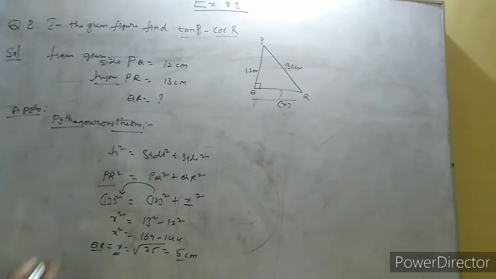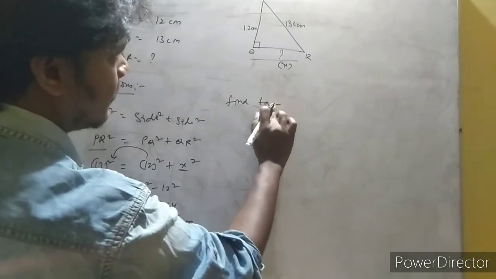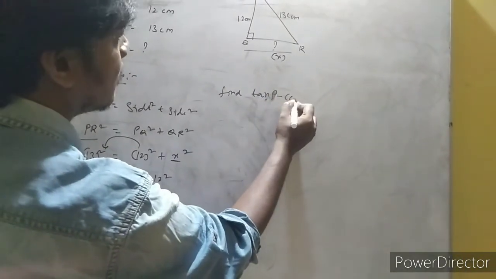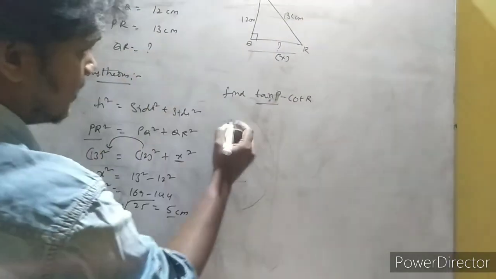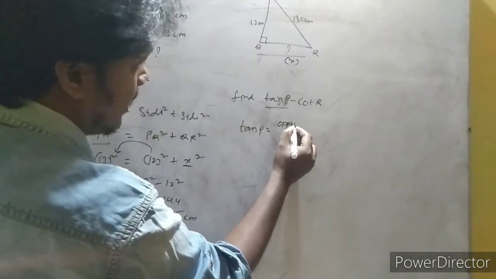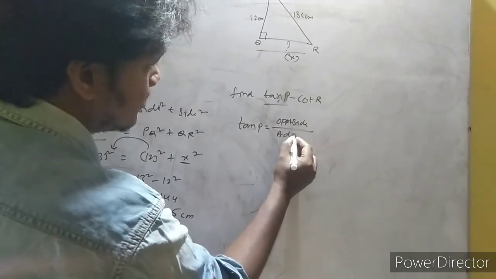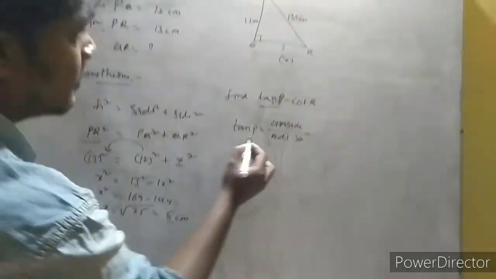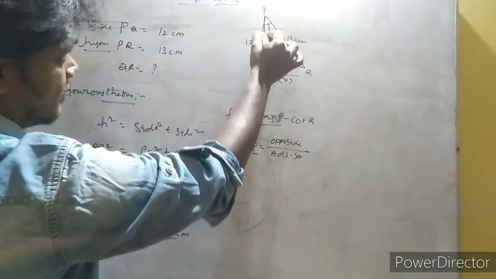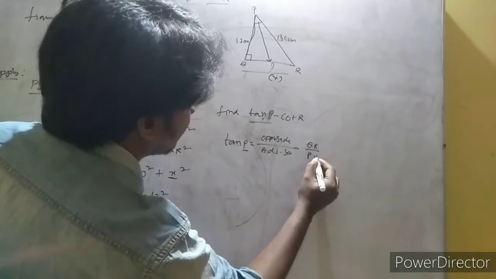Then substitute and find tan P minus cot R. So first of all, what is tan? Tan P is nothing but opposite side by adjacent side. What is the opposite side of P? Where is P? This angle P. The opposite side is QR, and this is the adjacent side. So opposite side means QR by PQ.